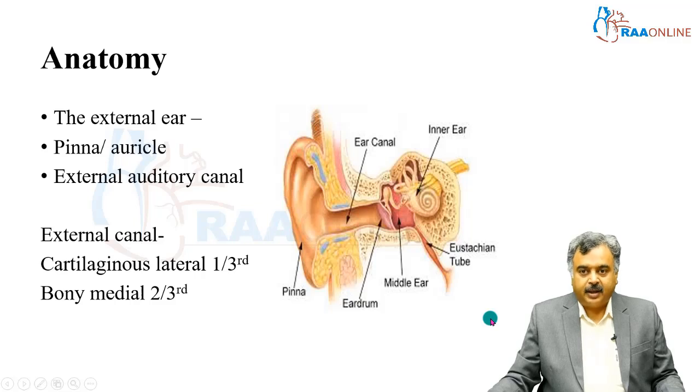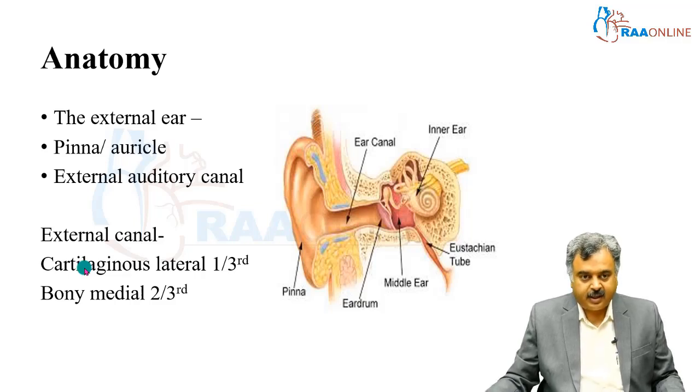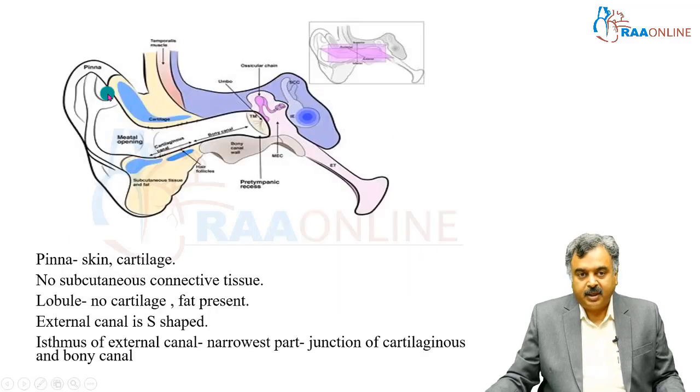So, a little bit about the anatomy, which we have already discussed before. The external ear, when we examine, will consist of the pinna or the auricle, the external auditory canal, and the part of the tympanic membrane which faces the external side. The external canal is divided anatomically into two parts. We have the lateral one-third, which is the cartilaginous part, and the bony part, which forms the medial two-thirds of the external canal.